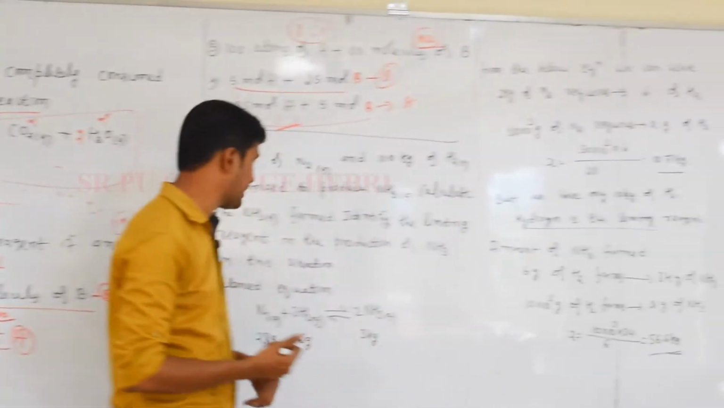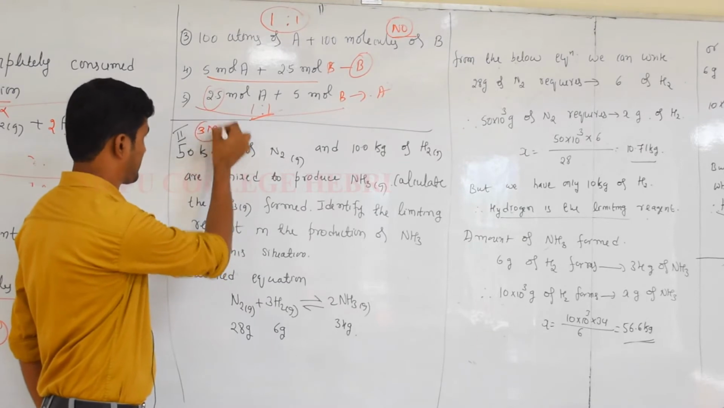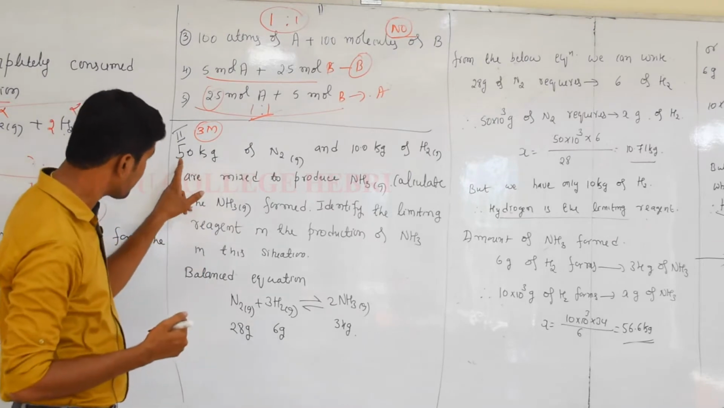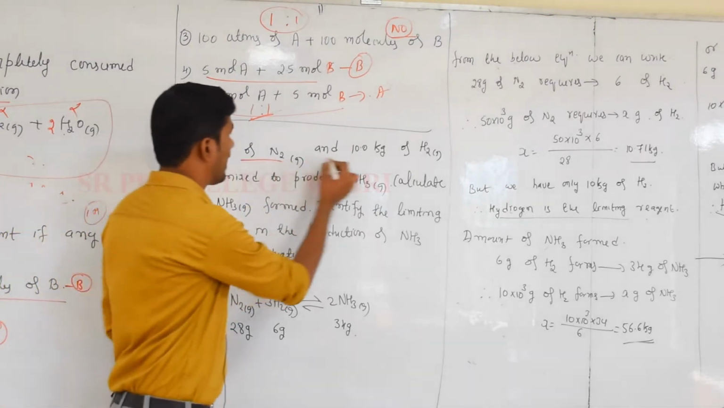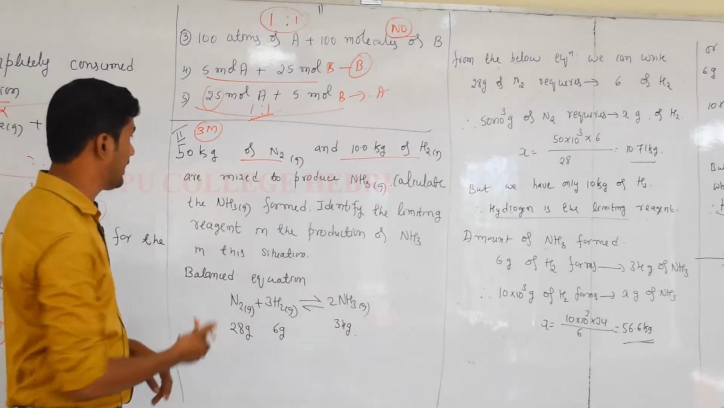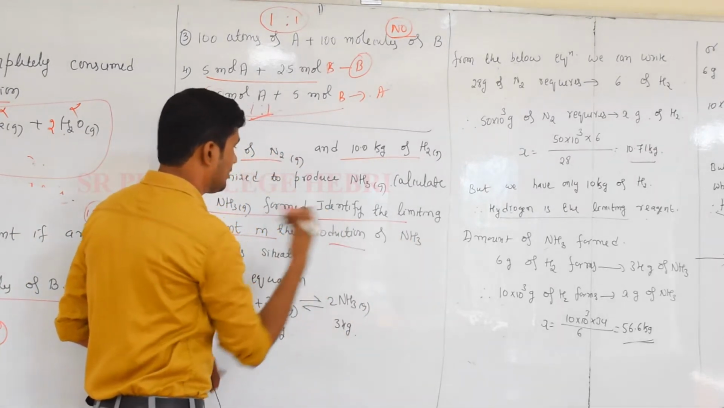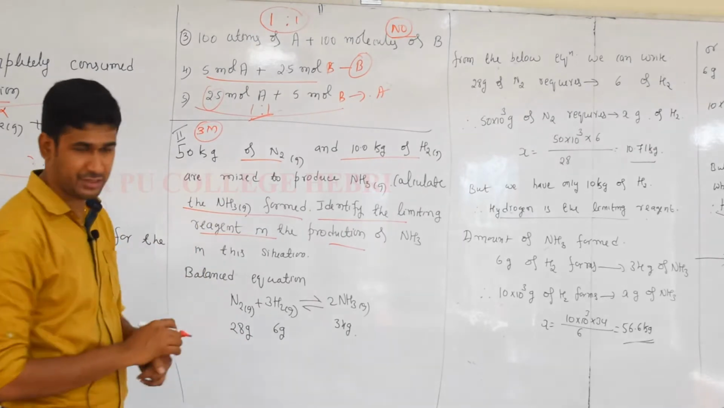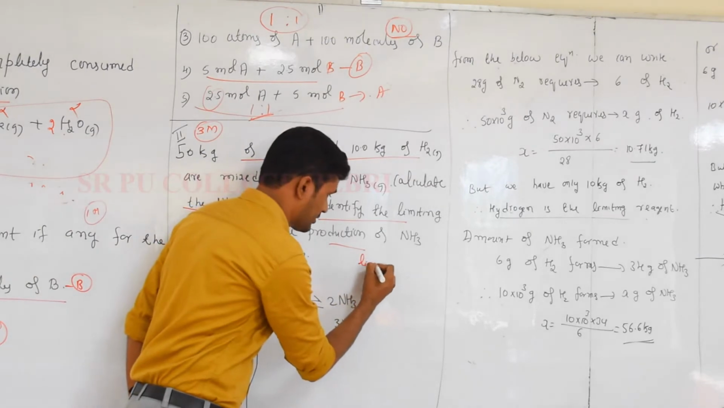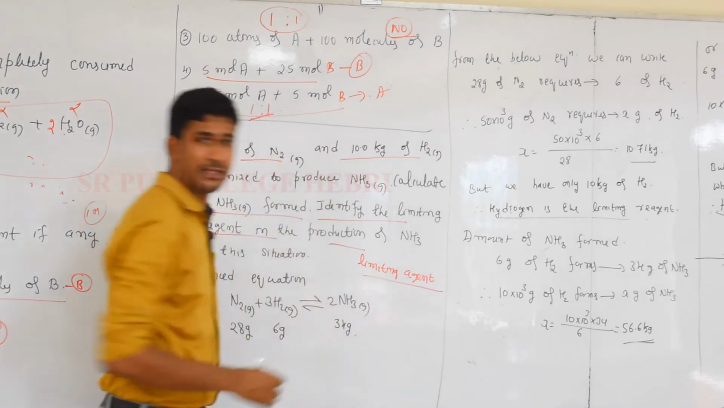Next, for the theory exam, they will be asking these types of questions for 3 marks. So this is also very, very important. The question is given like this: 50 kg of nitrogen and 10 kg of hydrogen are mixed to produce ammonia. Calculate the amount of ammonia formed. Identify the limiting reagent in the production of ammonia in this situation. Here, first we have to identify the limiting reagent, because in every chemical reaction, the limiting reagent is going to decide the amount of product formed.